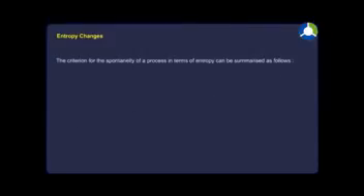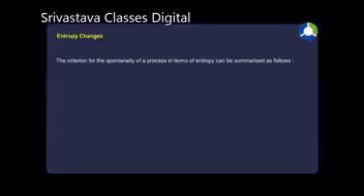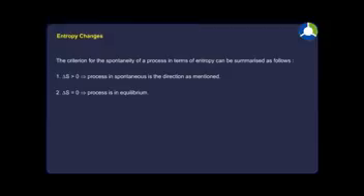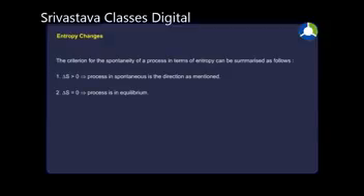The criterion for the spontaneity of a process in terms of entropy can be summarized as follows. 1. Delta S is greater than 0 implies the process is spontaneous in the direction as mentioned. 2. Delta S is equal to 0 implies the process is in equilibrium. 3. Delta S is less than 0 implies the process is non-spontaneous in the direction as mentioned.